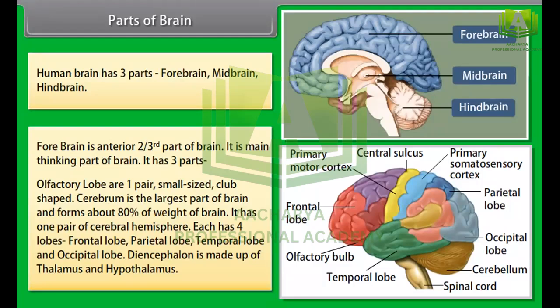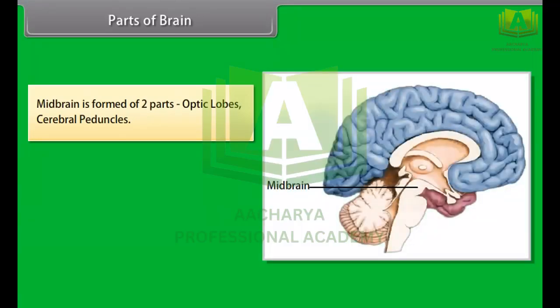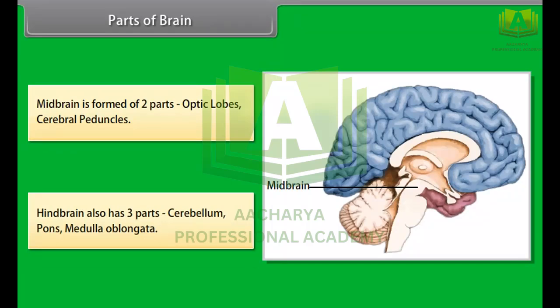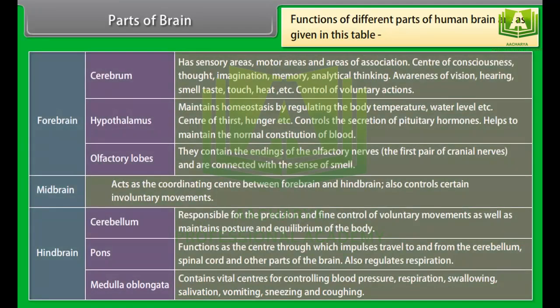It has 1 pair of cerebral hemispheres. Each has 4 lobes: frontal lobe, parietal lobe, temporal lobe, and occipital lobe. Diencephalon is made of thalamus and hypothalamus. Midbrain is formed of 2 parts. Optic lobes, cerebral peduncles. Hindbrain also has 3 parts: cerebellum, pons, medulla oblongata. Functions of different parts of human brain are as given in this table.